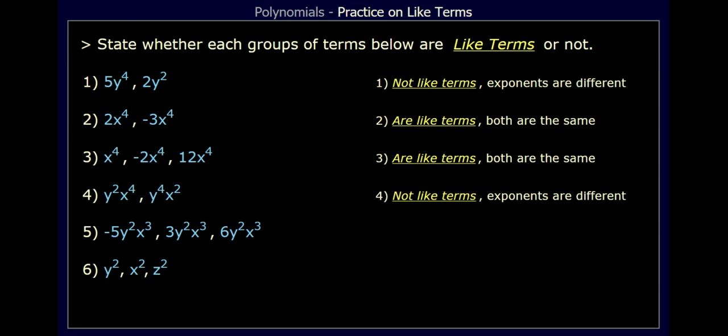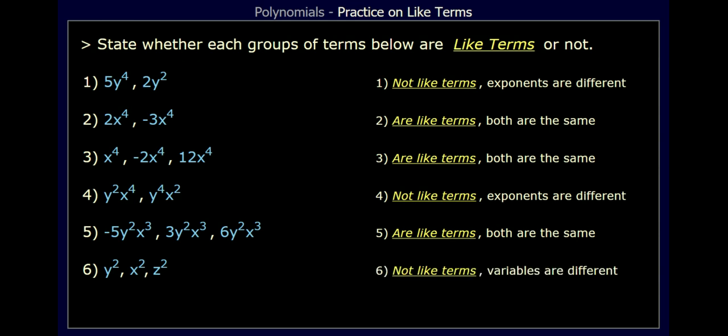How about number 5? Are those like terms? Well, it looks to me like they are. They all have x's and y's, and the powers are all in the correct spots. The last one's pretty obvious. They all have the same powers, but that's an x, y, and a z, and so those are not like terms. Okay, so we had a little practice here.